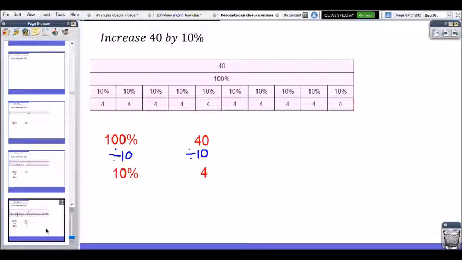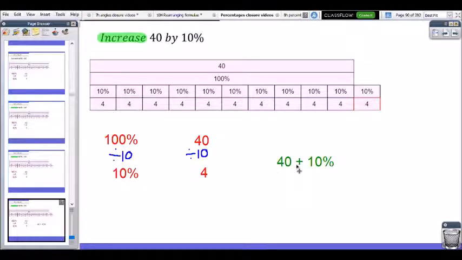Okay, but our question is not find 10% of 40, it says increase 40 by 10%. So it means I'm going to take this original amount and make it larger. So increase means make it bigger. I'm going to make it larger by that 10% that we've found. Okay, so I'm going to add on that 10%.